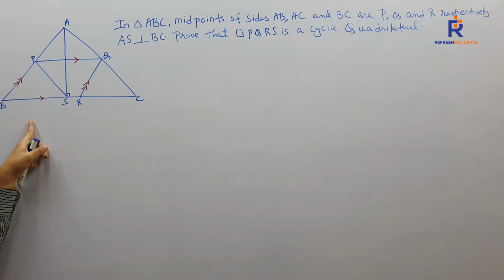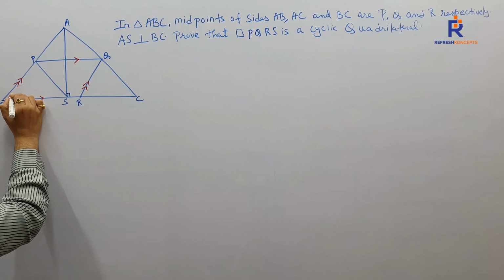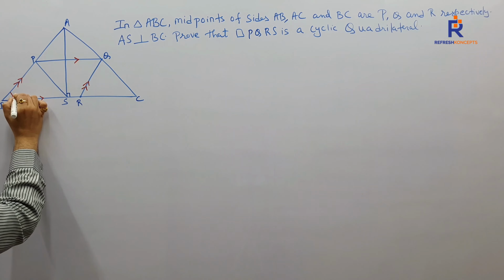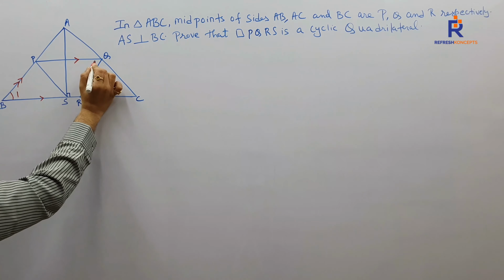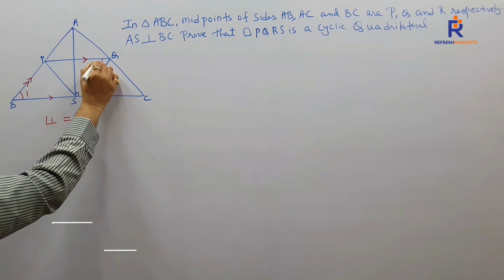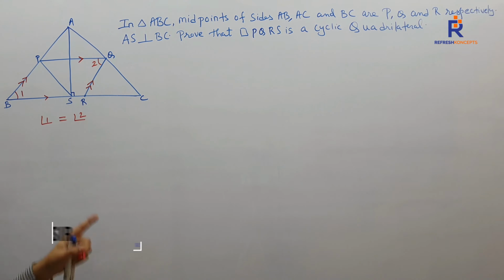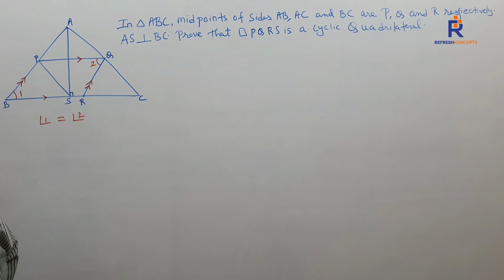Now, can I say in a parallelogram, opposite angles are congruent. So angle 1 congruent to angle 2. So my skeletal solution starts now. Angle 1 congruent to angle 2. Opposite angles of a parallelogram are congruent. Done?